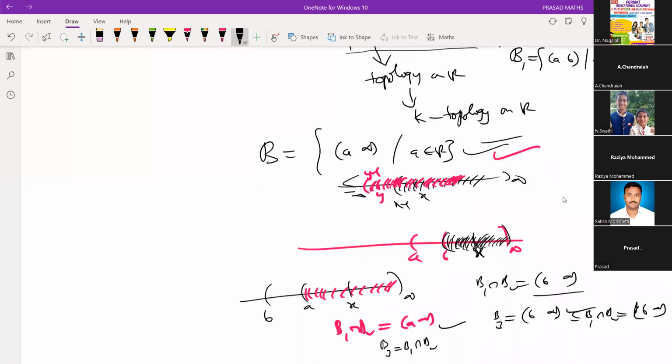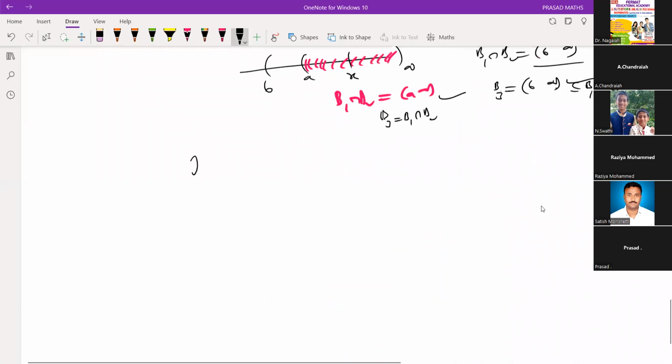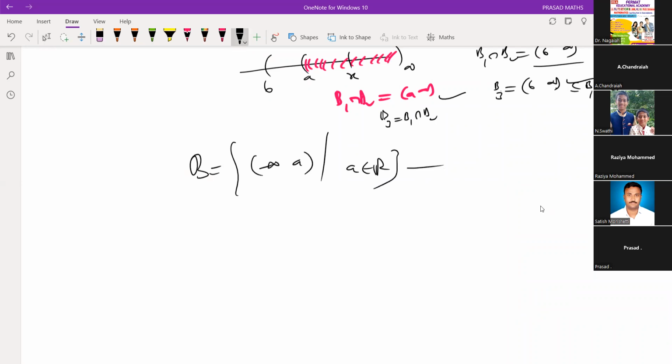This open base is for some topology, and this topology is nothing but the right ray topology. Similarly, this is my left ray, and this is also an open base for some topology, with the same condition. So this basis induces some topology. That means this basis generates some topology. This topology is nothing but the left ray topology.